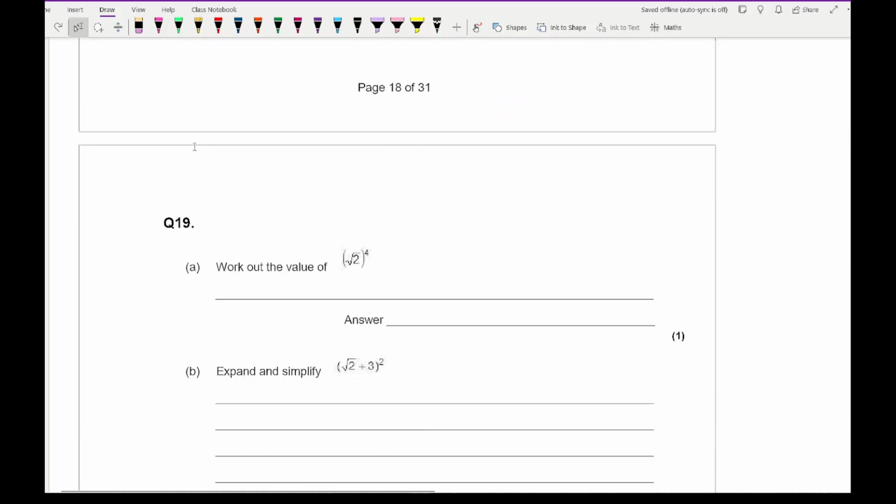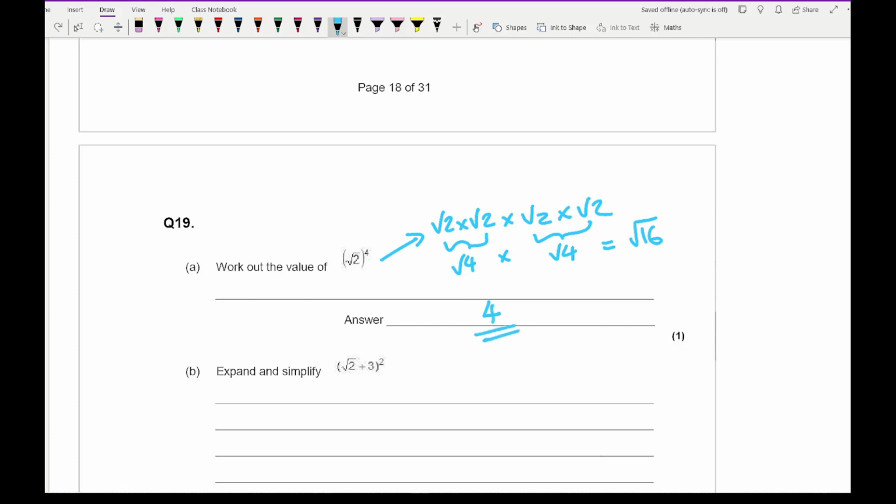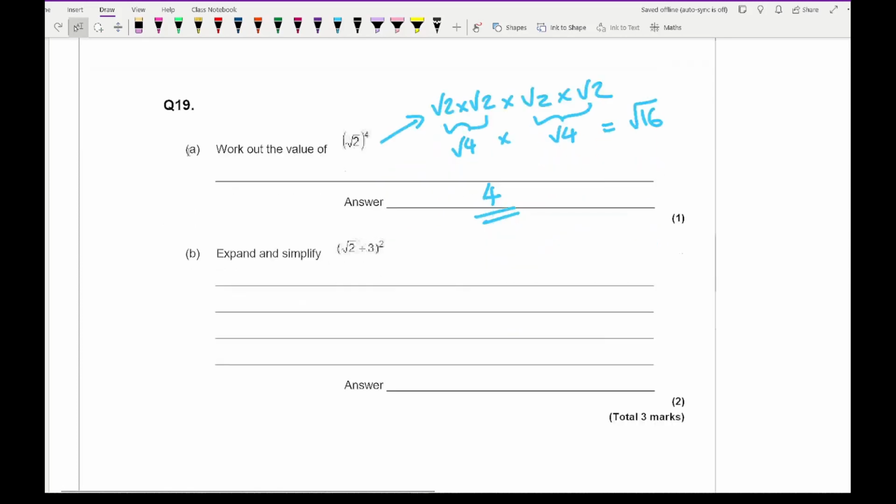Then moving on to question 19, again, just with some surd manipulation. Here I've got root 2 to the power of 4. So that's root 2 times root 2 times root 2 times root 2. Root 2 times root 2 is root 4, and root 2 times root 2 is root 4. That then becomes root 16, and root 16 is 4. Now, it's not plus or minus because I've got a positive power, so that's going to be as it is.